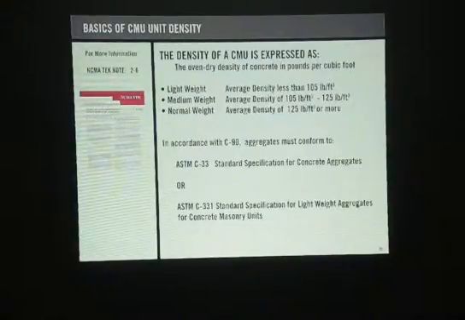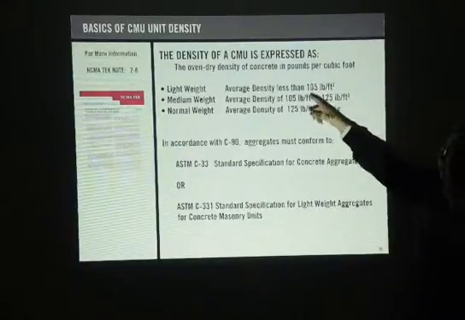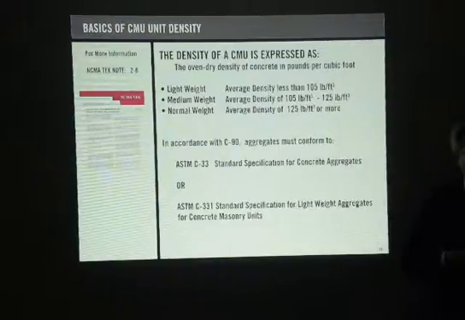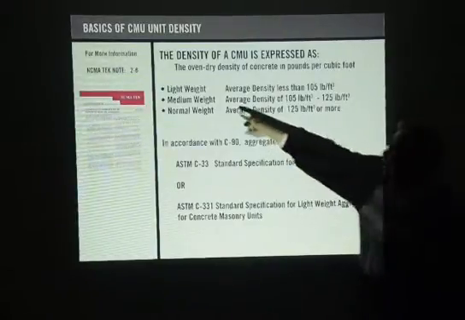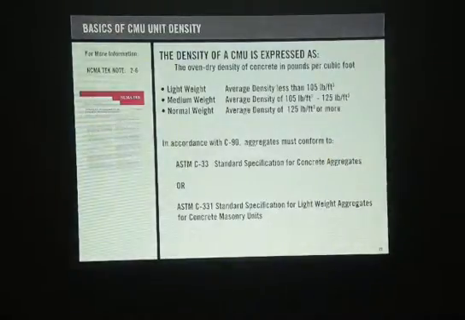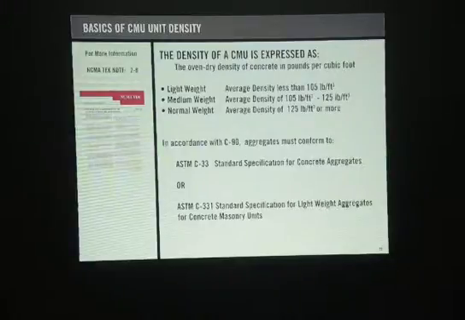Anyone have an answer for me? You get bonus points tonight if you answer it correctly. Can anyone tell me between lightweight, medium weight, and normal weight, what's the most expensive? Any idea? The medium weight, isn't it? I wish you were right. You're close though. You're right next to it. Lightweight actually costs the most because it's the hardest to obtain. And in Northern California is where the quarry is.